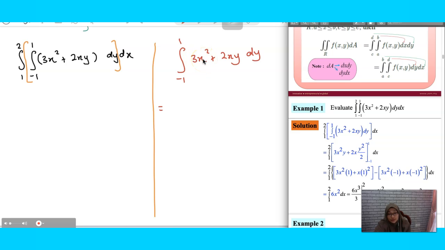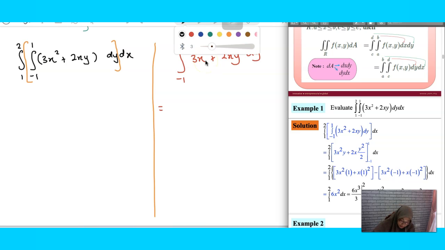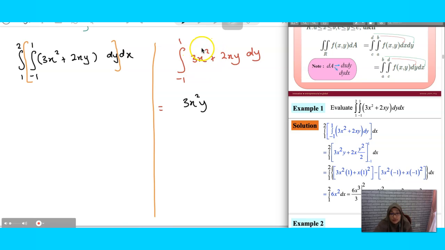So when you integrate this with respect to y, it is just like a constant, so we don't change that, but it is actually multiplied by 1, so when you integrate 1, you will get y. Okay, that is for the first term here. Now look at the second term. You can see the y here, right? Then the 2x here is constant, so just 2x, and then integrate y with respect to y, so this y becomes y squared over 2.